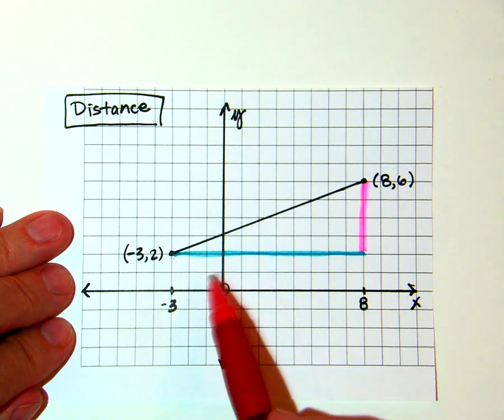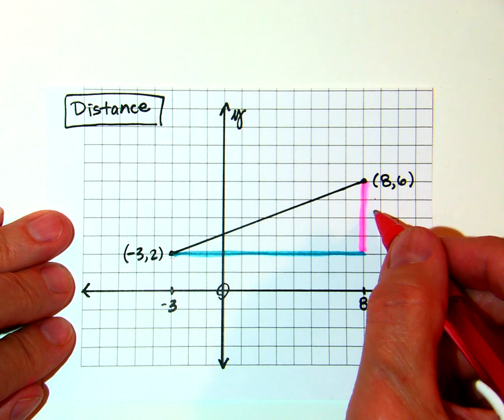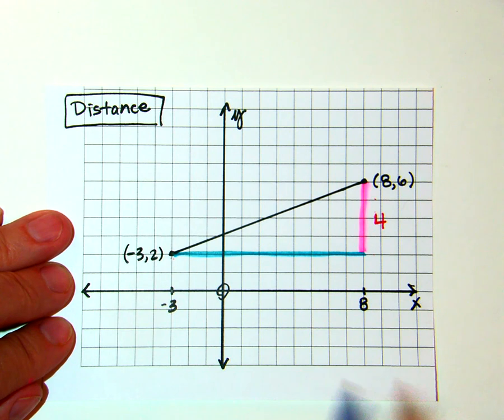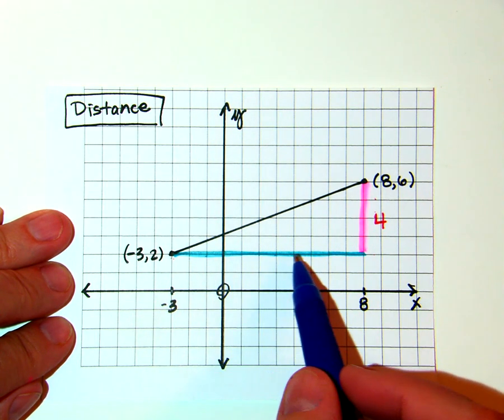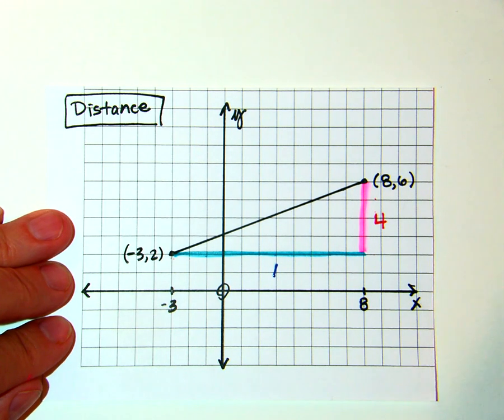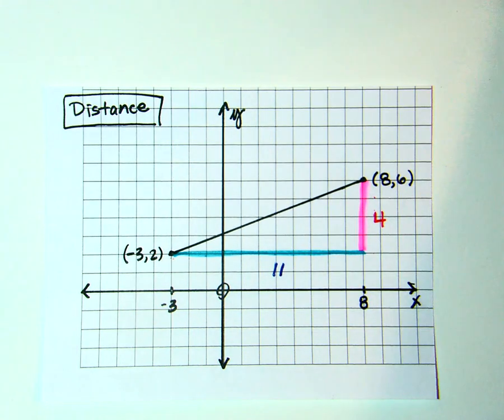Since this is all laid out in a nice coordinate plane, I can just count it. What's the length of this side? 1, 2, 3, 4. That's just 4. Okay. What's the length of this side? 1, 2, 3, 4, 5, 6, 7, 8, 9, 10, 11. Okay. So that's 11. Did I do that right? Yeah. Okay. So 8 minus a negative. Oh yeah. Okay.